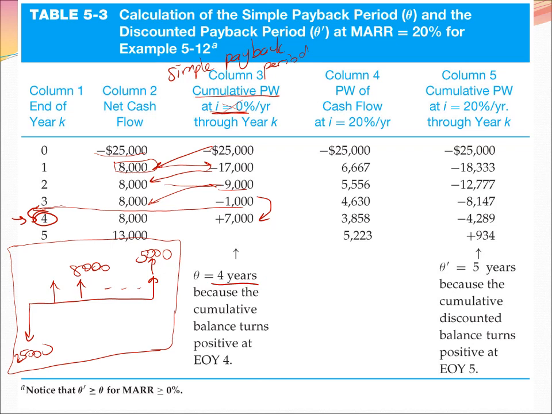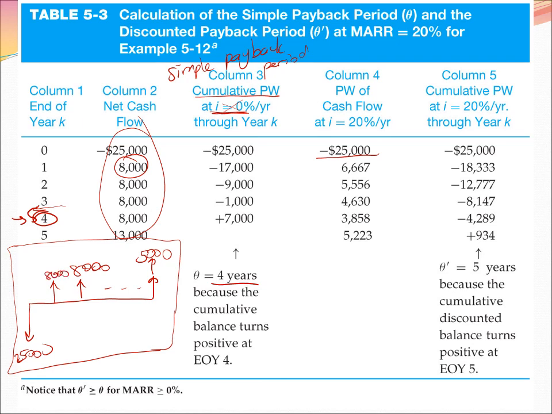In order to find the discounted payback period, again, this part is our cash flow. For that cash flow, at the beginning of the year, I have 25,000. Then this 8,000 here, I need to find its present worth, and I'm using 20% MARR to do this. And when I find its present worth, I found this value.